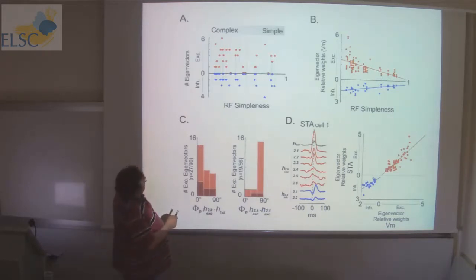Now, if I look at the difference between simple and complex cells, it's not the number of subunits, which is what you could have guessed. You could have said, well, I have more subunits with complex cells than with simple cells, but this is not the case. The main difference is, in fact, the weight of the excitatory and inhibitory subunits, which is stronger for complex cells than for simple cells.